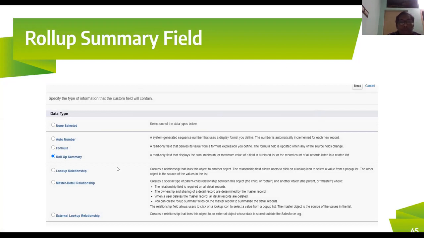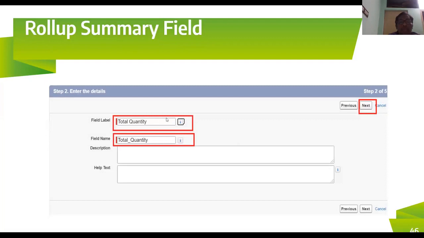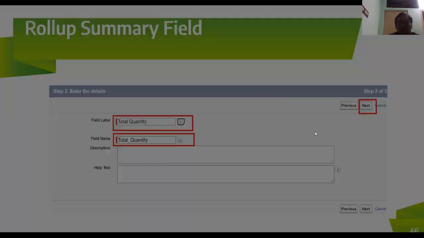Click on the New button. You will see the data type here. From the data type, we select Rollup Summary, then click on the Next button. We are going to find out the total quantity, so we roll up on the quantity field. The outcome is the total quantity. So you give the field label as Total Quantity. After you specify the field label and field name, click on Next.